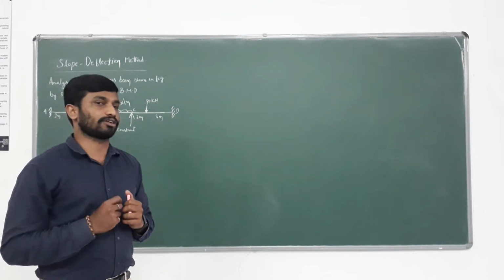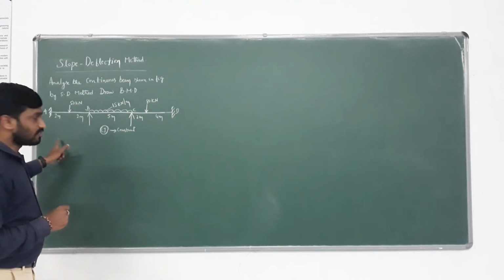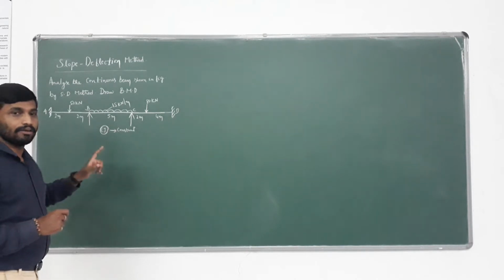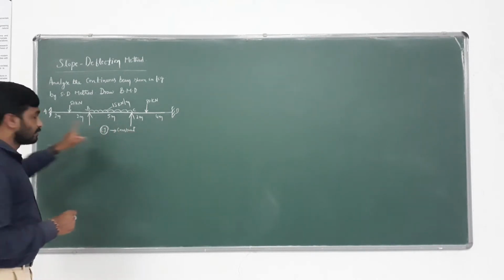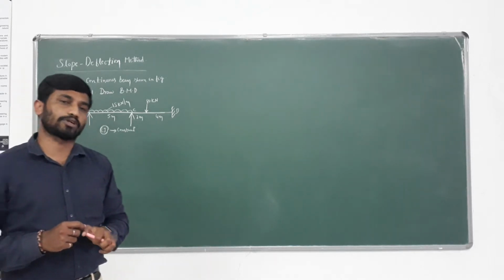The very first step is determination of kinematic indeterminacy. Kinematic indeterminacy means what are the possible displacements at B and C. We have theta B, theta C. A is fixed, so there is no translation and rotation.